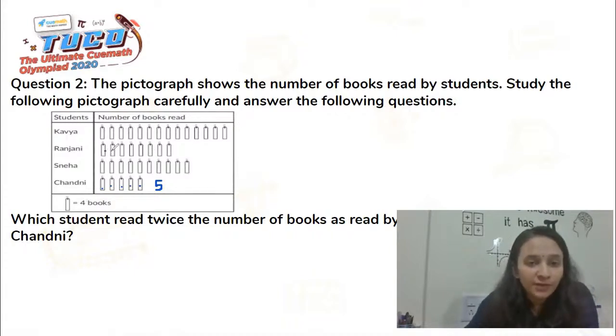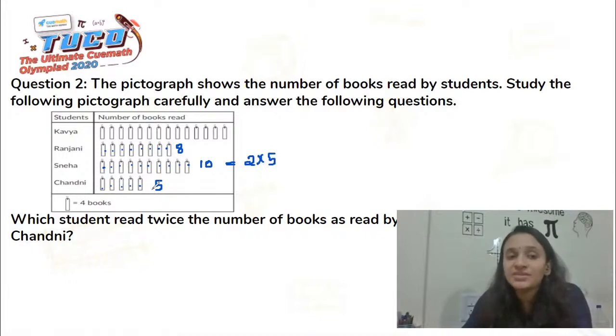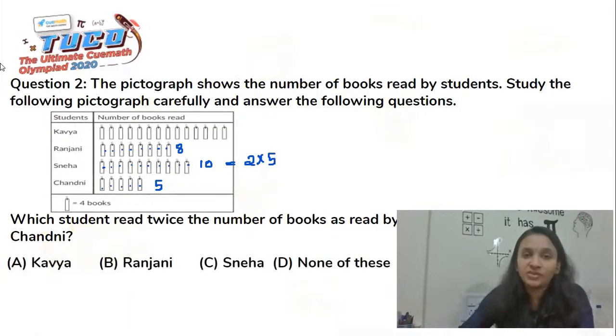Coming to Ranjani, we have 1, 2, 3, 4, 5, 6, 7, 8. So this is not twice of it. Coming to Sneha, 1, 2, 3, 4, 5, 6, 7, 8, 9, 10. So yes, this is exactly twice the number of books read by Chandni, because 10 can be written as 2 times 5, which is nothing but 2 times the number of books read by Chandni, because there were 5 book tags in front of Chandni. Now let's quickly see what the options are and if we do have the right answer. Oh yes. So the correct answer to this question is Sneha.